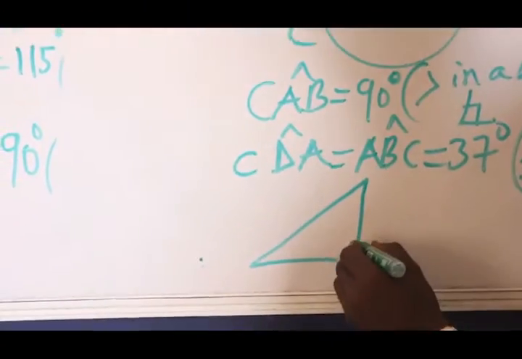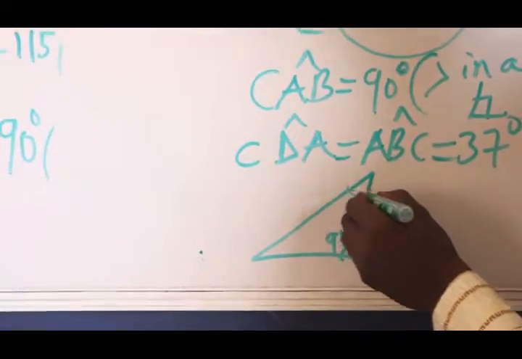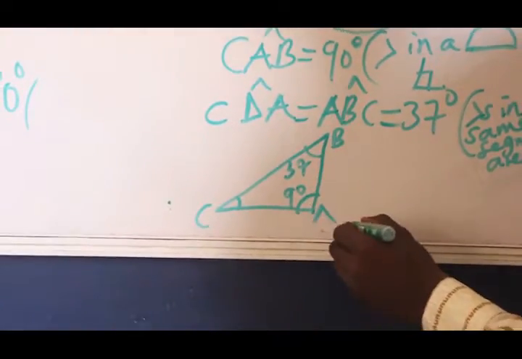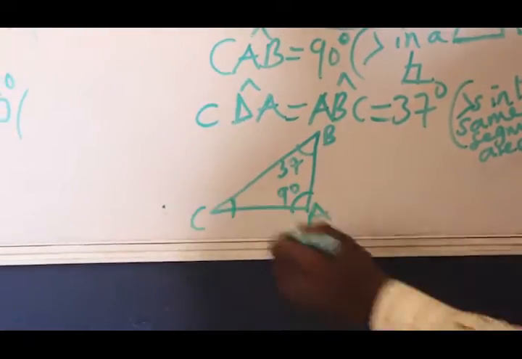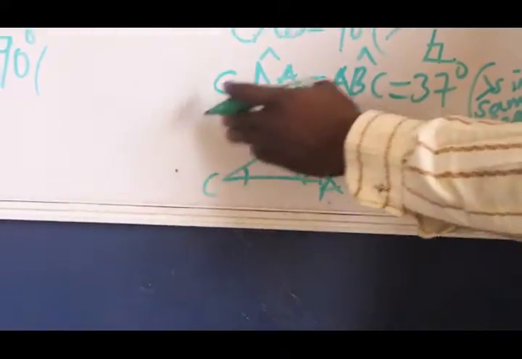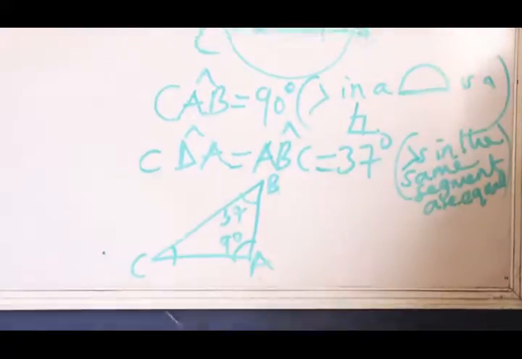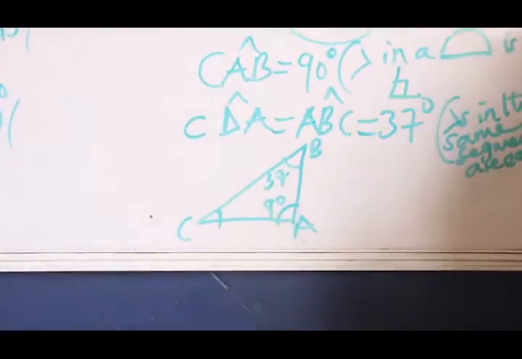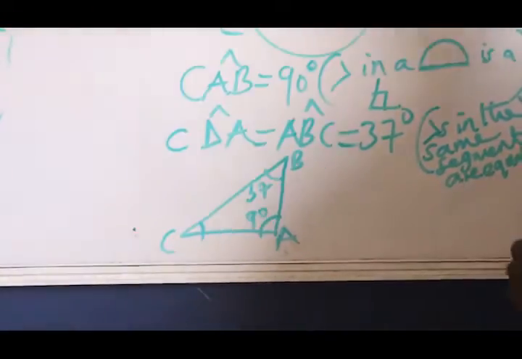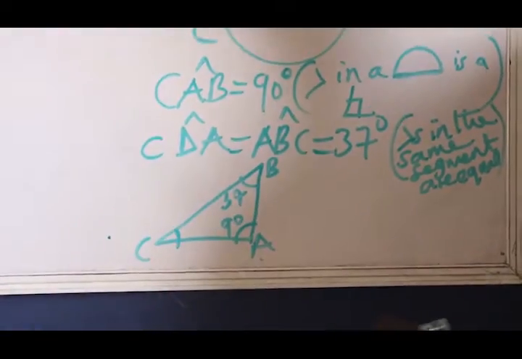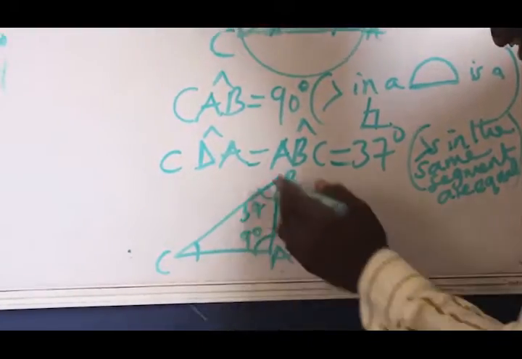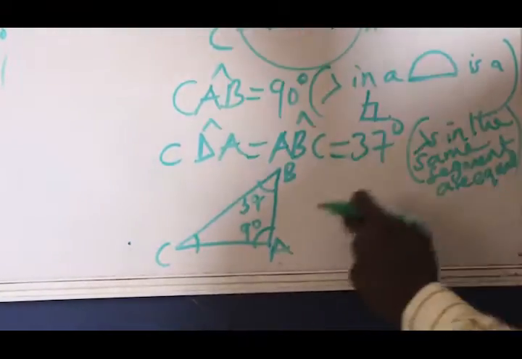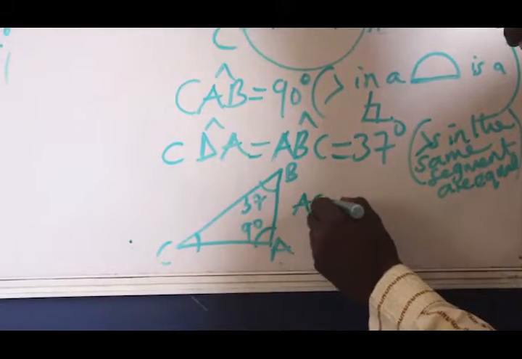Can you see that? Here you have 90, and I have 37 here. I have been asked to find this. Let me look at C, B, A. So you just apply the principle that you know: the sum of angles in a triangle is 180 degrees. Just apply the principle of triangle, then you will get this. You don't need to apply any circle geometry theorem again. When you add these three angles, you must have 180. You have to find ACB.